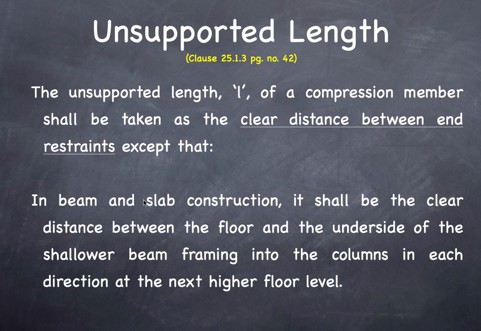Now one more term was there in the earlier slide: unsupported length. What is this unsupported length? The code is saying that we have to consider the unsupported length as the clear distance between end restraints. If you refer to this clause, there are many points on how to consider unsupported length for different elements. But as we are designing only beam and slab kind of construction, I am going to refer only to that paragraph from this clause. Here it shall be the clear distance between the floor and the underside of the shallower beam. This is important: underside of the shallower beam.